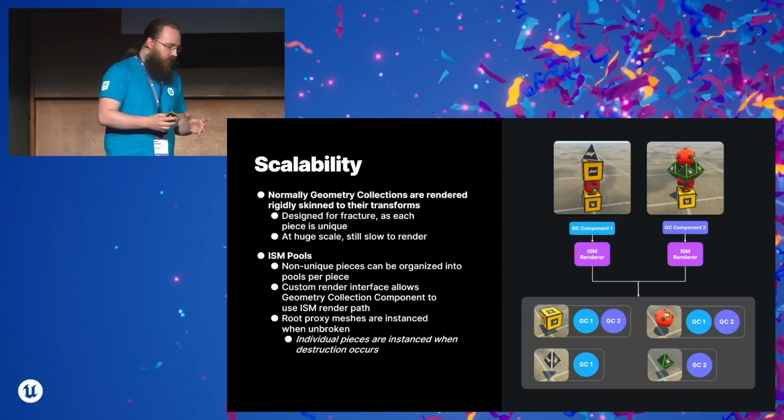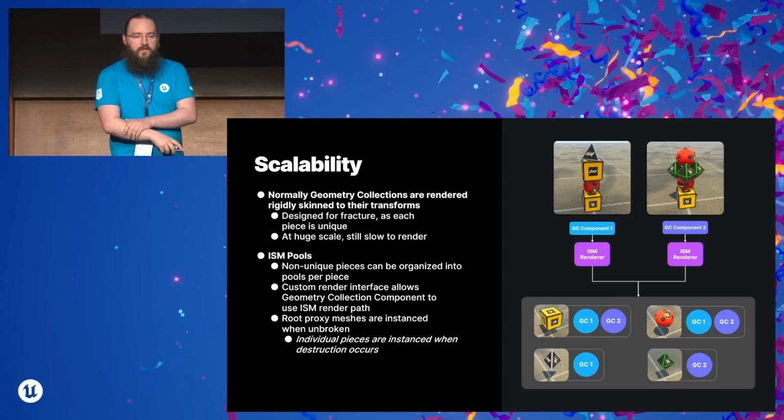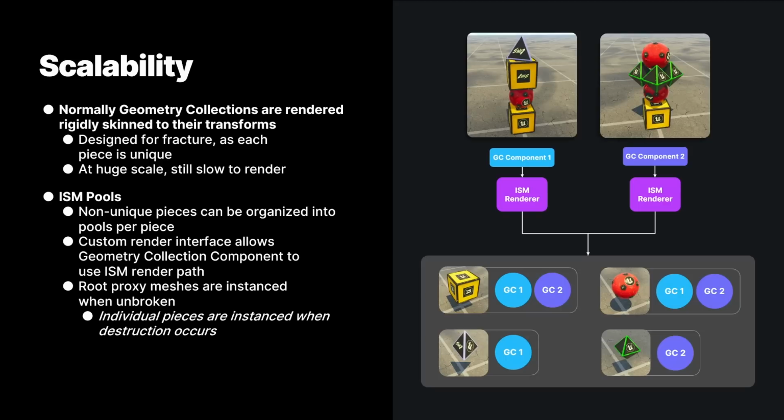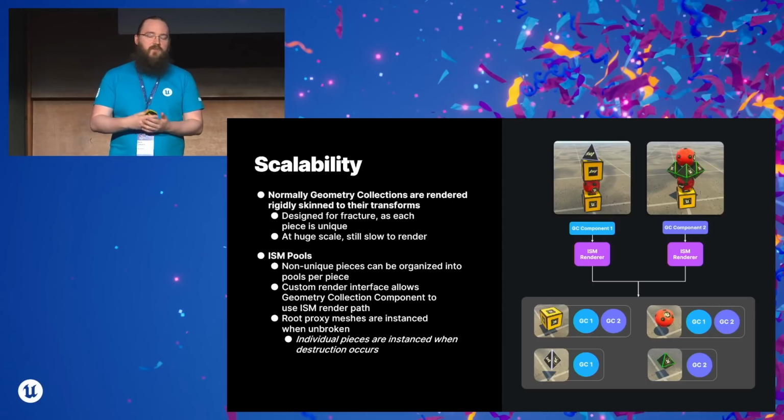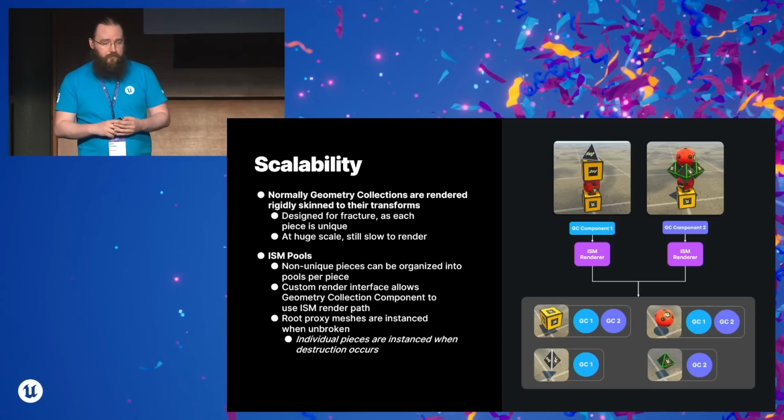So that's a lot of things that help the simulation run faster, but now we have a problem on the rendering side. Many geometry collections in the scene will all be responsible for their own rendering. They'll have their own scene proxies. And that's generally because in a random fracture, if you've uniquely fractured a whole world, every piece will be unique. So we need unique vertex data and unique scene proxies to render them all.